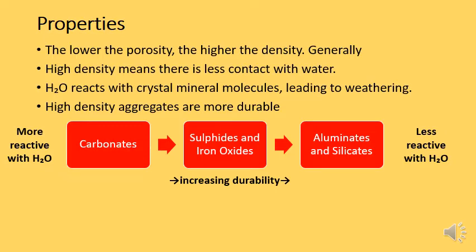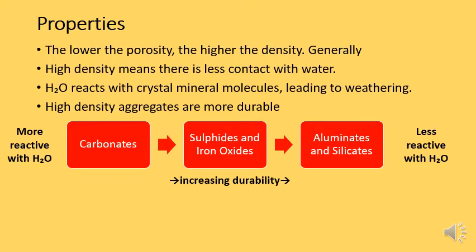But the other thing that influences how porous a material is, and therefore how durable it is, is the type of minerals inside the rock. Now some minerals are far more reactive with H2O than others. So carbonates react with water very easily. You basically get carbon dioxide and CHs. They react all the time. Sulfides and iron oxides react a lot less. But the aluminates and silicates, if you can get a rock with lots of aluminates and silicates, you're going to have a lot less reaction with H2O.